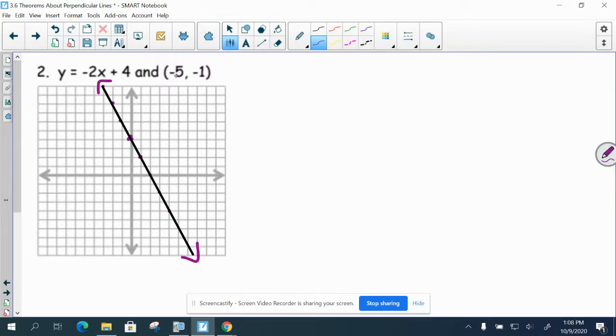And then plot this point. 1, 2, 3, 4, 5, down 1. All right, so then let's find out the perpendicular slope. M perpendicular would be the opposite reciprocal, positive 1/2. So we'll go from our point up 1 over 2 until we hit the line. And that would hit right here at 1, 2.